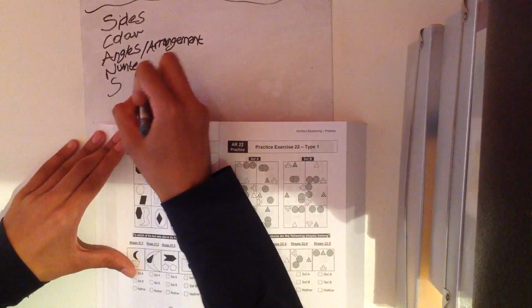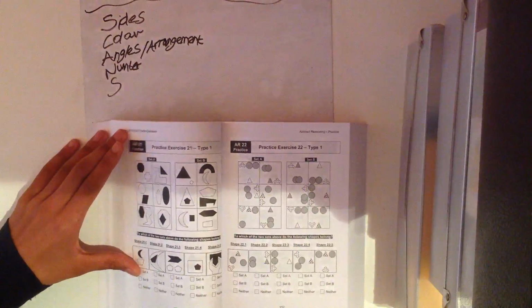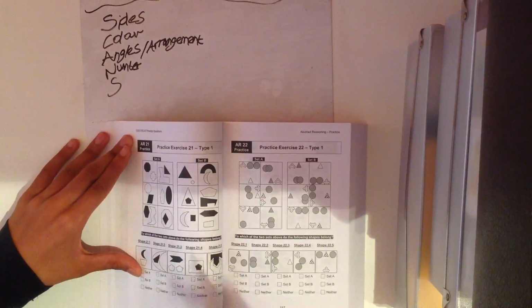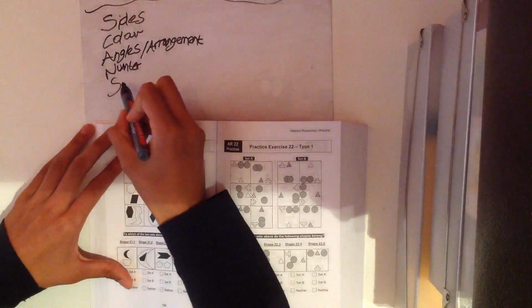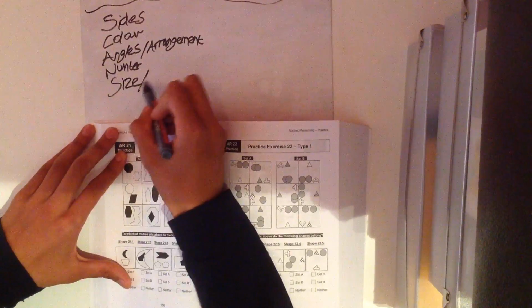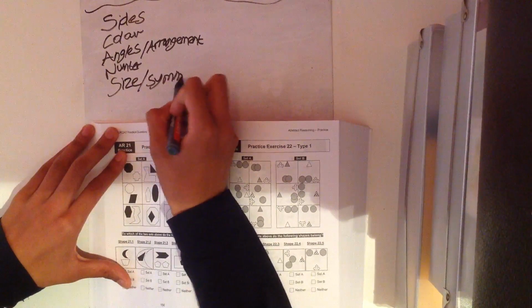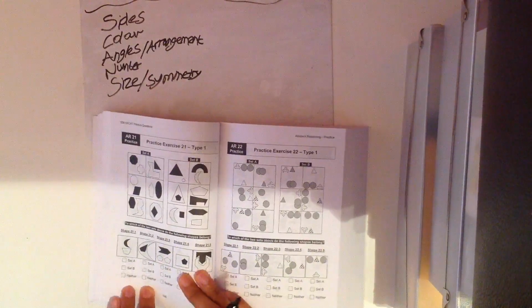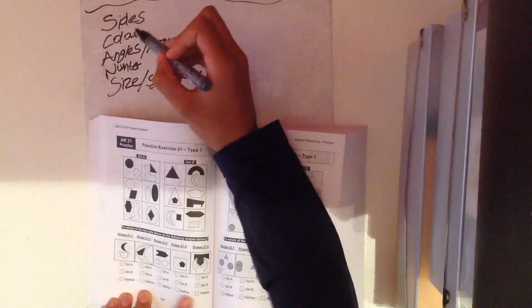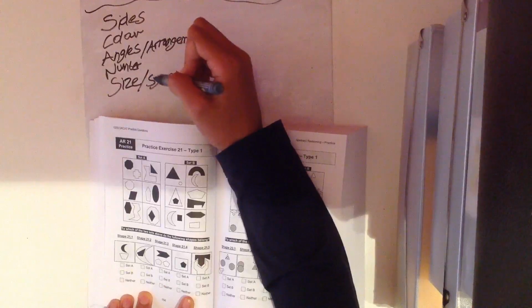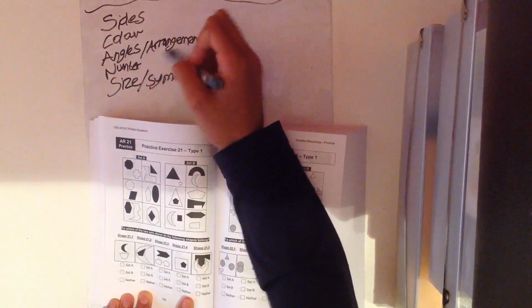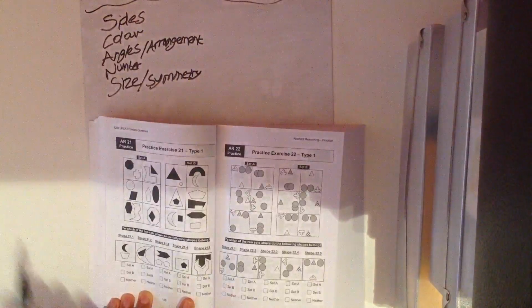N is number, so the number of sides and the number of specific shapes, so there might be a certain number of triangles. And then S is size, so some shapes might be bigger than others, or symmetry, which is rare, but it does come up. I have seen it come up in practice questions. So take a note of that, they're useful things to look out for. If you go through that method, it should be one of those things that has to do with the pattern, although they can merge things together.